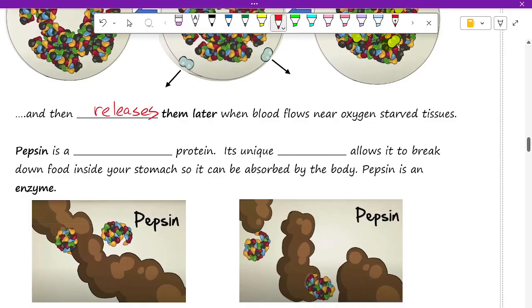Pepsin is a digestive protein. Its unique shape allows it to break down food inside your stomach so it can be absorbed by the body. Pepsin is an enzyme. It speeds up the breakdown of food.